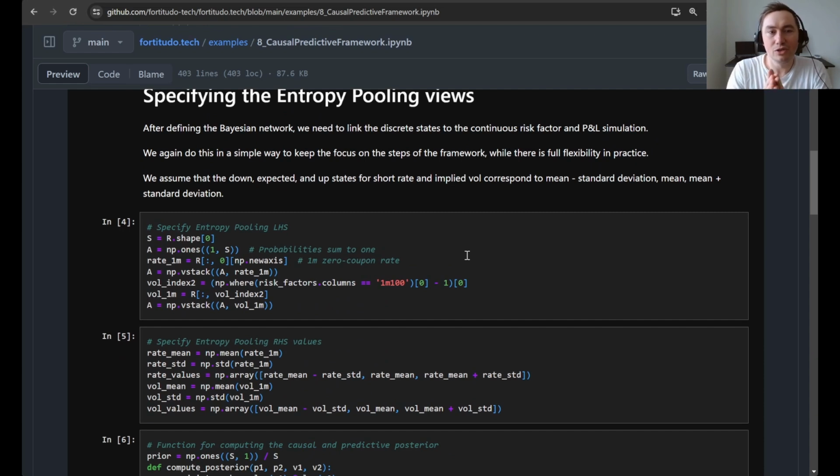All right, so now we need to specify entropy pooling views, and as I said before, in this case we are working with the 1 month interest rate risk factor and the 1 month at the money forward implied volatility. So basically what we assume is that if you have a scenario where rates go up, then this is the prior mean plus 1 standard deviation. If we have a scenario where the rates go down, this is the prior mean minus 1 standard deviation, and it's the same thing that we do for volatility. Again, this is of course just an illustrative way of doing these things. You can specify it much more precisely in real world applications.